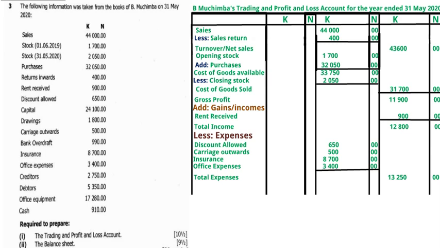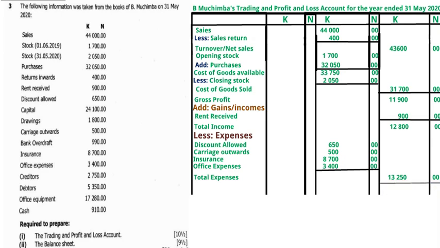The total expenses is 13,250 kwacha, and when we look at the total income is 12,800 kwacha. Before we even do the calculations, we can see that 13,250 kwacha is bigger than 12,800. That means Mr. Muchimba ran at a loss, because the cost of expenses is bigger than the total income. So he ran at a loss before we even know the loss he made.